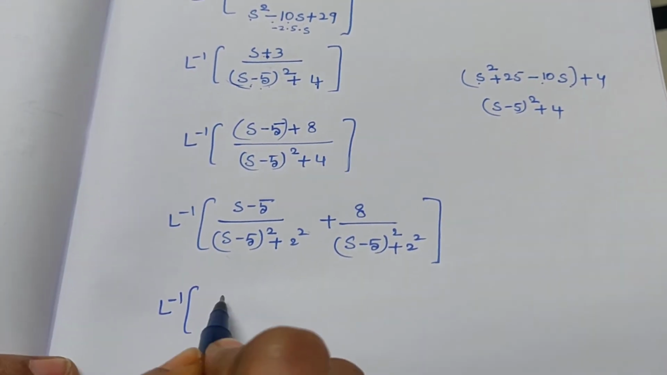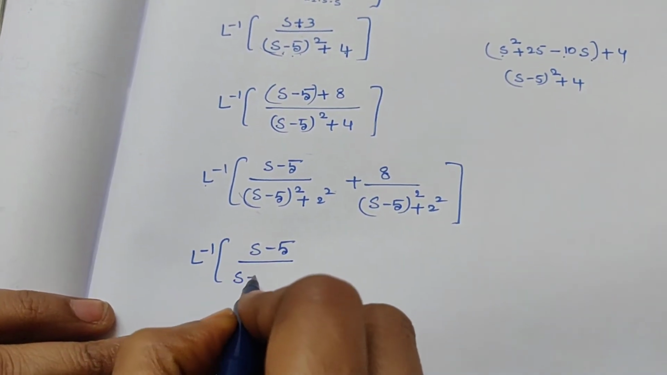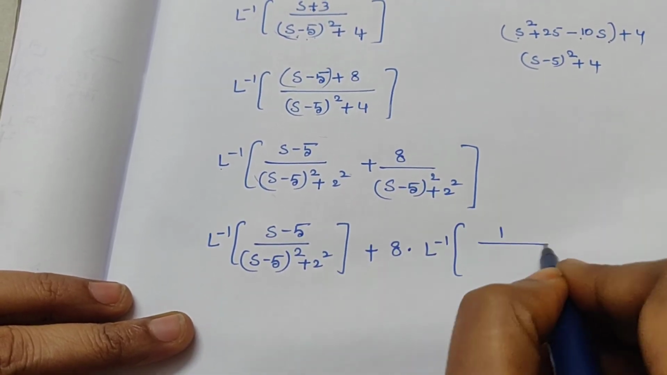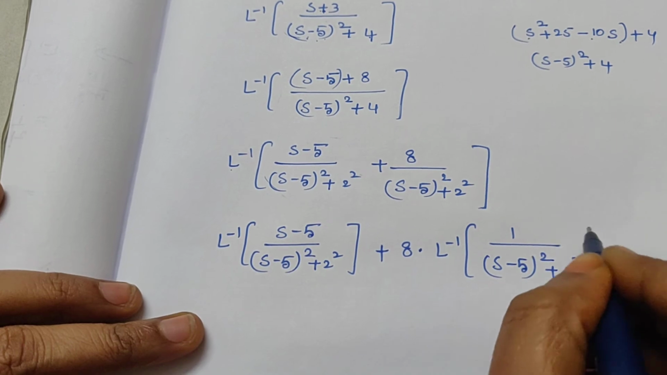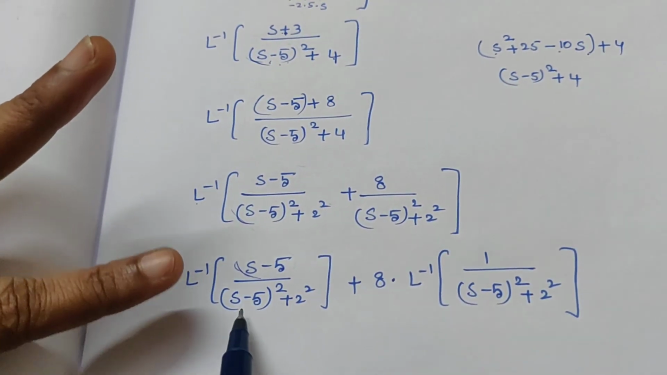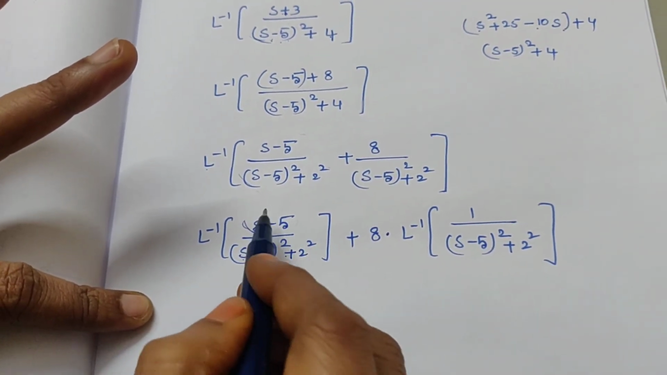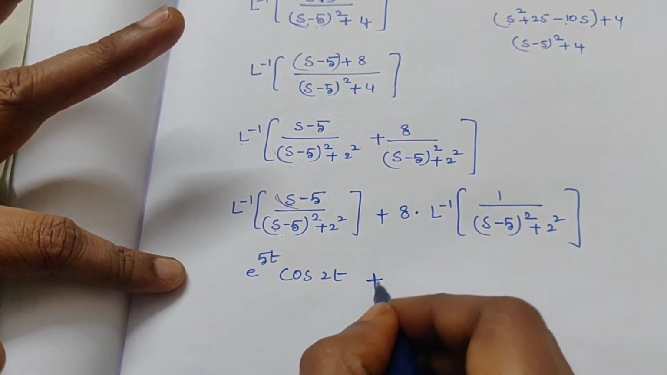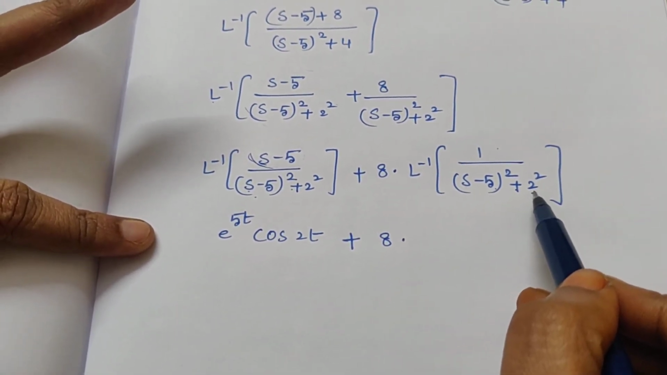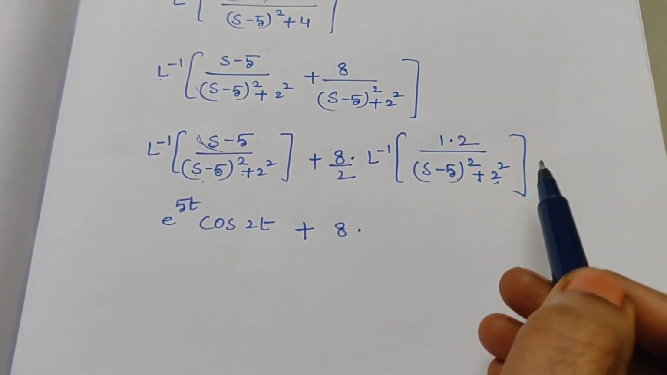Now by linear property, we will get L inverse of both the terms. So L inverse of (s minus 5) by (s minus 5) whole square plus 2 square, plus 8 into L inverse of 1 by (s minus 5) whole square plus 2 square. If you observe this one, see s minus 5 as s. So s by s square plus a square is Laplace transform of cos 2t, and s changes to s minus 5. This is because of e power 5t. Plus 8 into a by s square plus a square, but in place of a we have 2, but 2 is not present here, so multiply by 2 divided by 2 to cancel the equivalent expression.